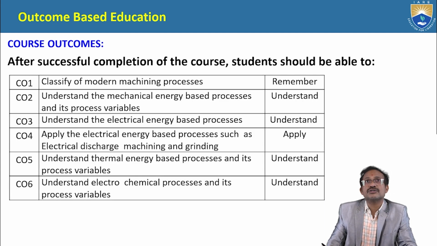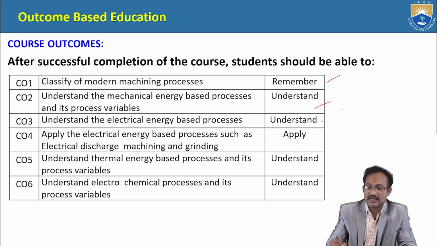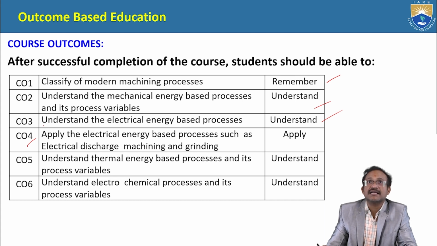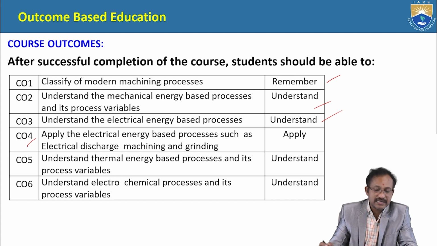Now, how are the course outcomes derived? First course outcome: classify modern machining processes, that is in remember level. Next, understand the mechanical energy based process and its process variables, in understand level. Third course outcome is understand the electrical energy based process, in understand level. Fourth course outcome is apply the electrical energy based process such as electrical discharge machining and grinding, it is apply.